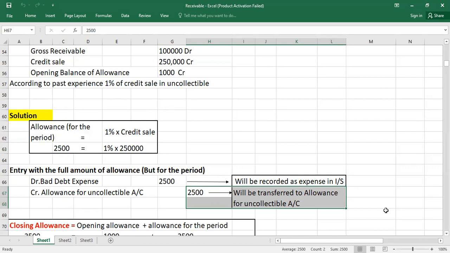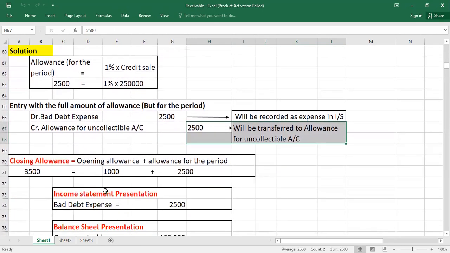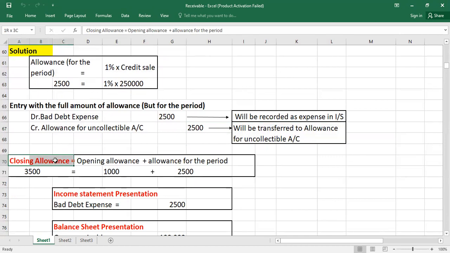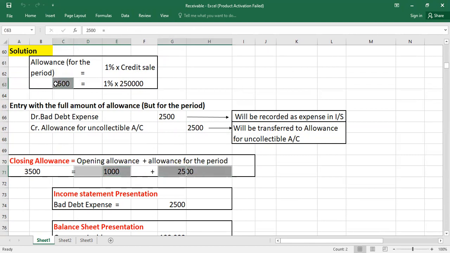Now we will calculate the closing allowance, because in the balance sheet, when you want to calculate the net realizable value of receivables, you have to subtract the closing allowance. The closing allowance is always equal to the opening allowance plus the allowance for the period. The opening allowance was given in the question as a 1,000 credit balance, and the allowance for the period is 2,500, which you calculated above. If you take opening plus allowance for the period, this will be equal to the closing allowance.